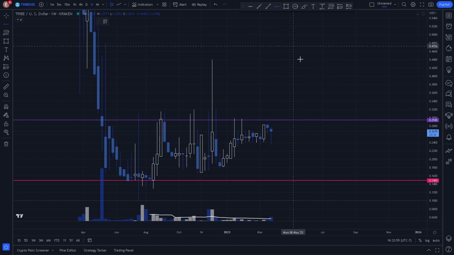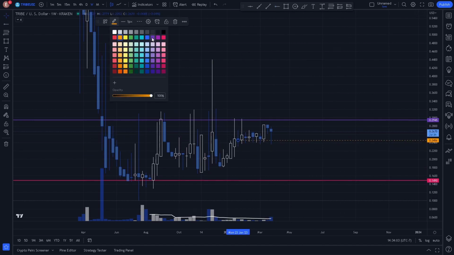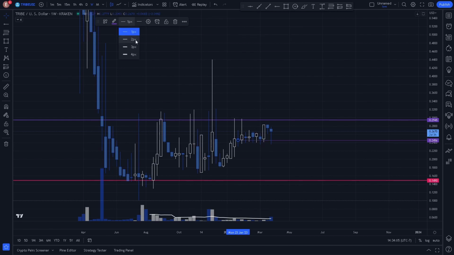Now, if we want to plot the most recent price action, we can say this is our most recent level of support, as we see multiple long wicks holding the key level, acting as support.